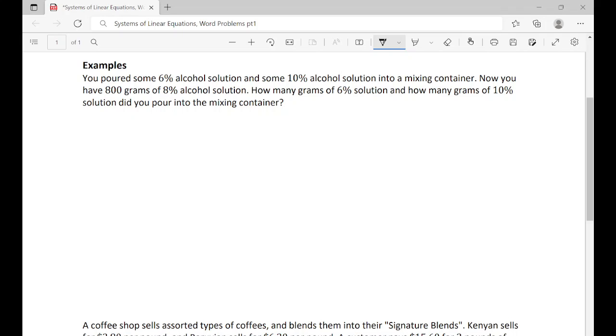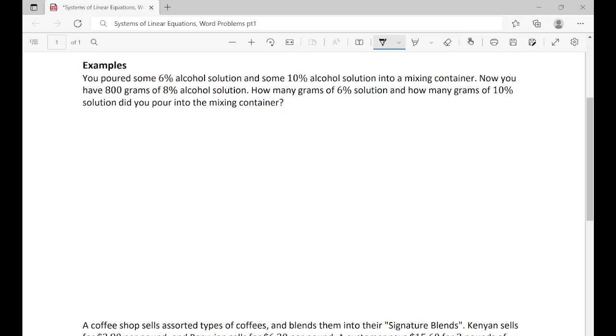So, first problem we have is: you poured some 6% alcohol solution and some 10% alcohol solution into a mixing container. Now you have 800 grams of the 8% alcohol solution. How many grams of 6% solution and how many grams of 10% solution did you pour into the mixing container?